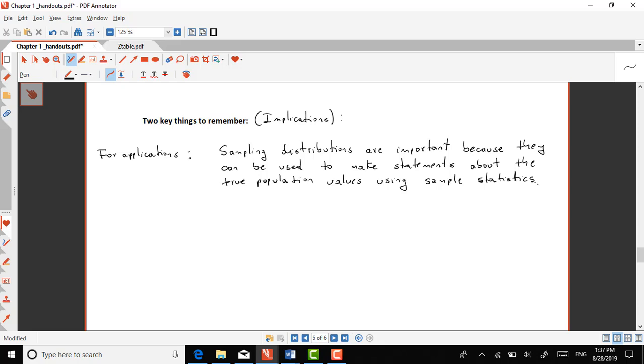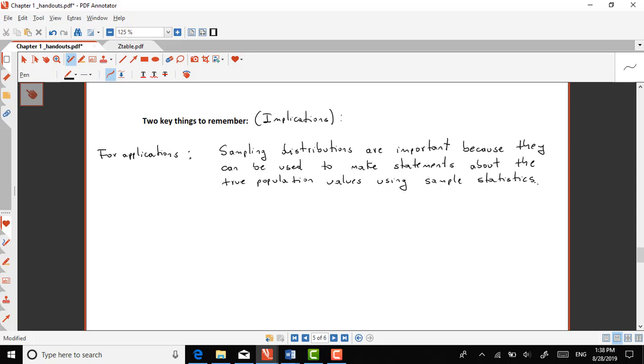Now, more specifically, the way we do this is by using tests of hypothesis and confidence intervals, because those two things allow us to say something about the true population value. So, for example, in the context of hypothesis tests, the null hypothesis is that the true population value is equal to a certain value. Once you know the sampling distribution, you can do the test of hypothesis, and that will allow us to reject or fail to reject your null hypothesis that the true population value is equal to a certain value.